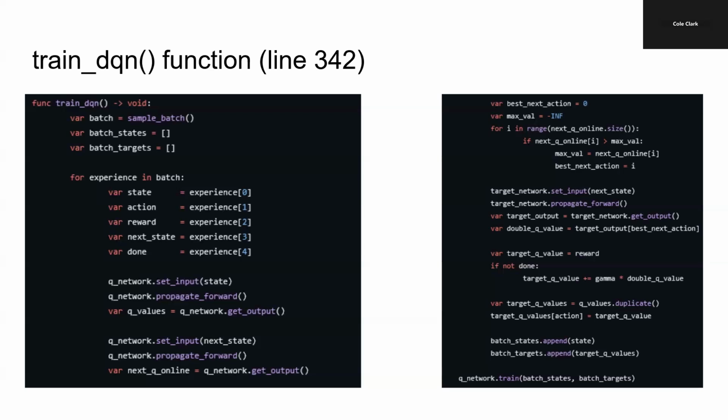Once the target Q value has been calculated, the Q values from the Q network are copied to target Q values. And the Q value in this list for the target action is changed to reflect the target Q value that was calculated. The state and target Q values are added to the batch states and batch targets arrays. Once the state and target Q values for each experience in the batch have been added to the arrays, the Q network is updated based on these values.